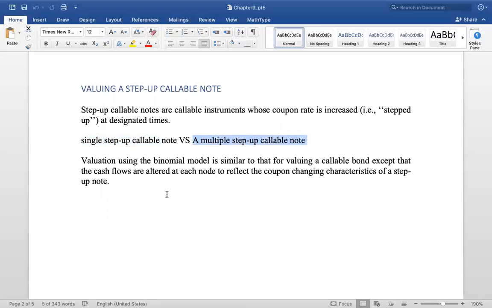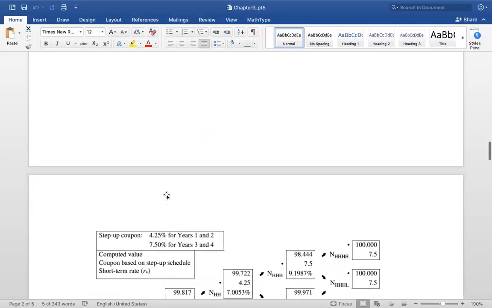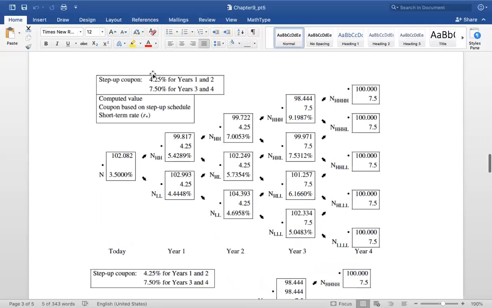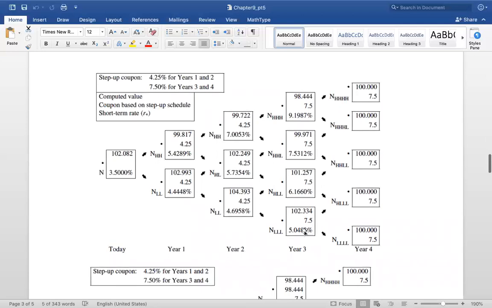Valuing using the binomial model is similar to valuing a callable bond, except that the cash flows are altered at each node to reflect the coupon changing characteristic of the step up callable note. So this is 4.25% for years 1 and 2, and then 7.5% for years 3 and 4. All other characteristics remain the same. Here there is no call option. We are just valuing a simple step up note.